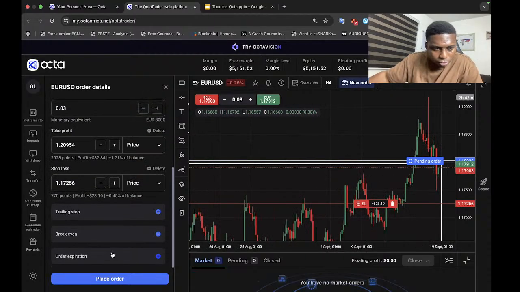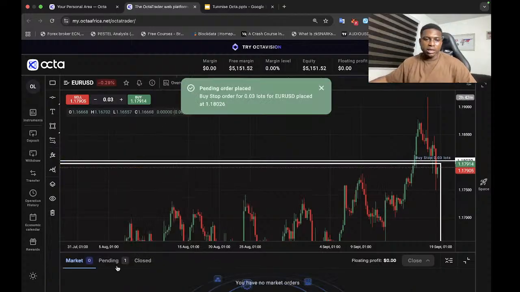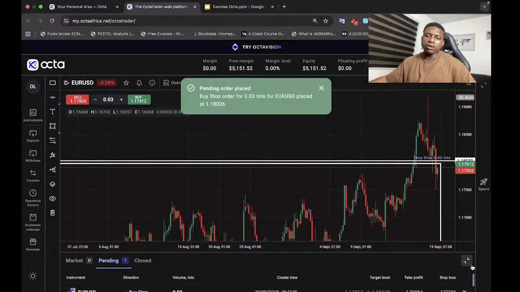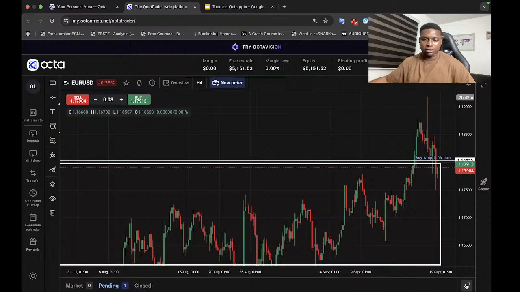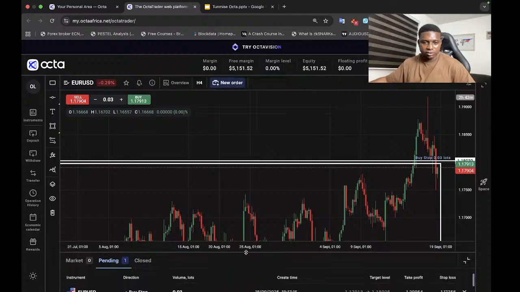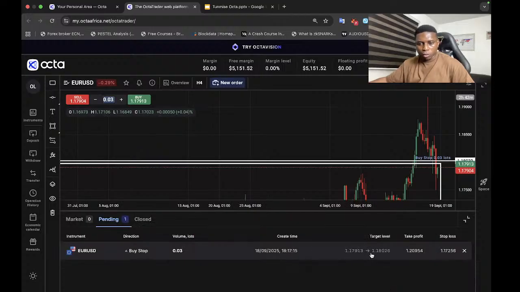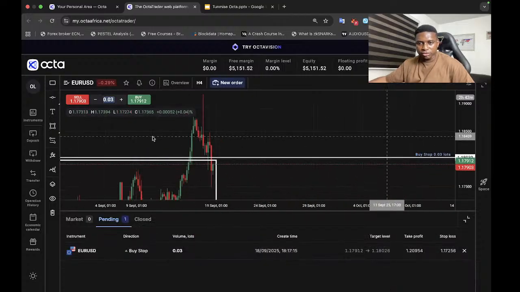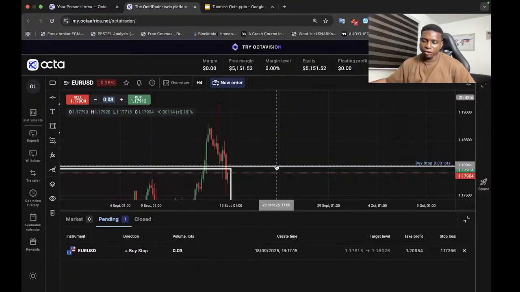And we place the order. Now our pending order has been set. Now we have a pending order. Okay, now we have a pending order waiting for price to get to this level before the buy is triggered. This is how you manage your risk.